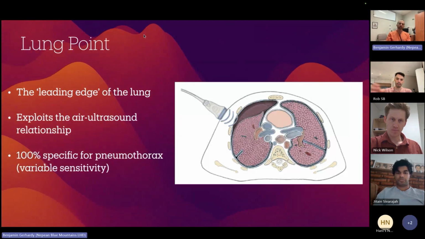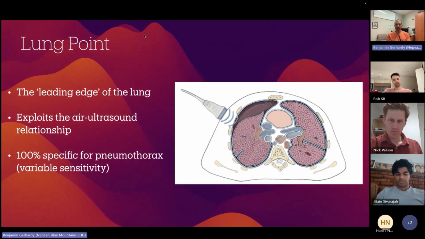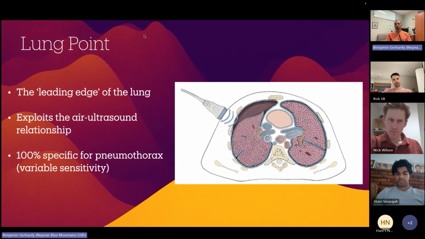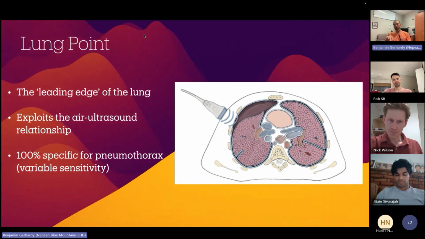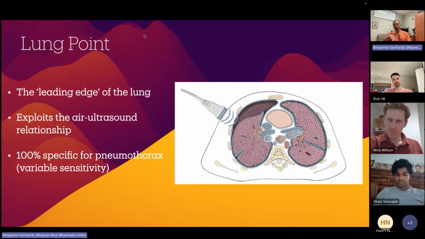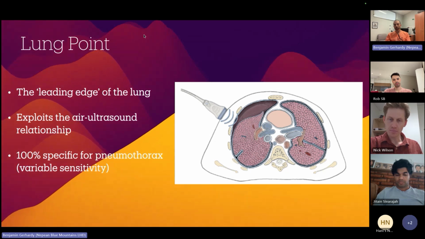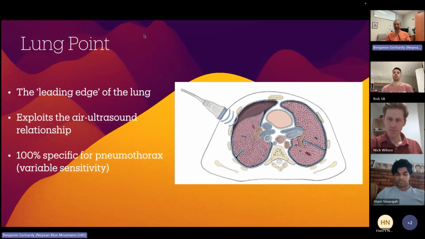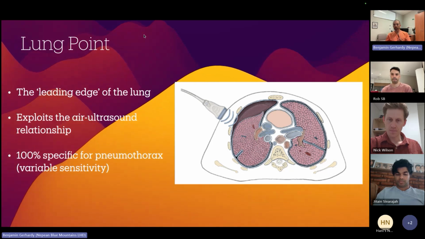One of the key features of a pneumothorax is what they call lung point, which is the leading edge of the lung. So if you look at the image on the right there, where that lung is just starting to take off, so come away from that chest wall, that's the point you want to look for. It means that if someone's got a pneumothorax, how they're positioned will dictate where you can see what.